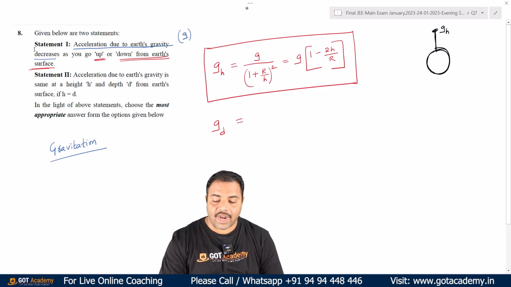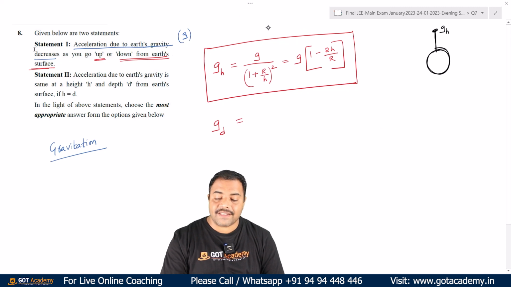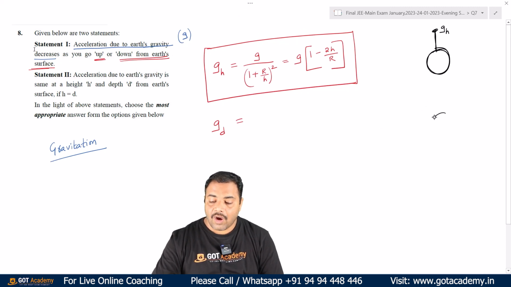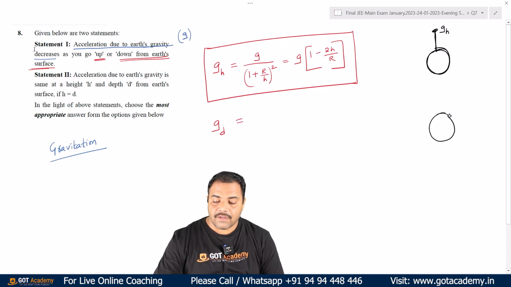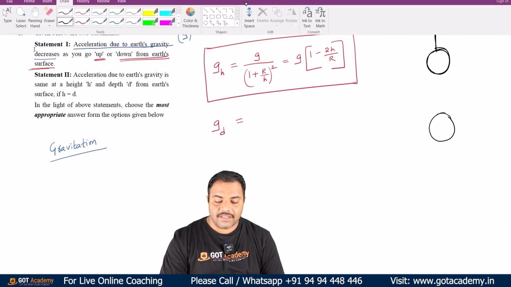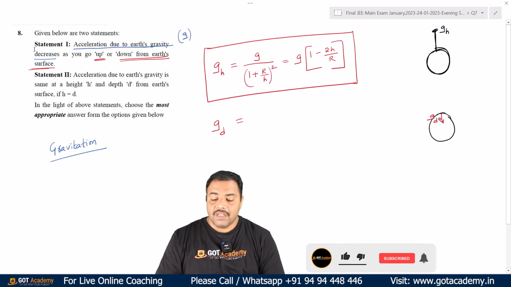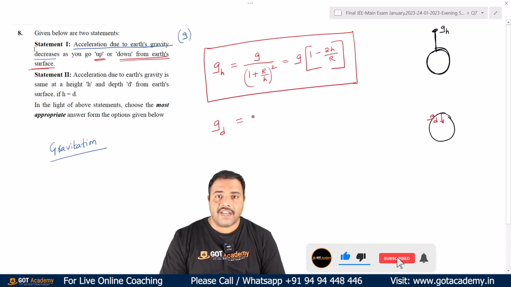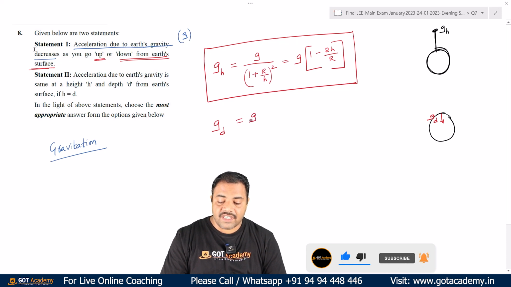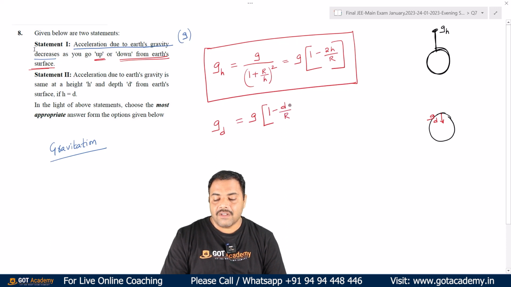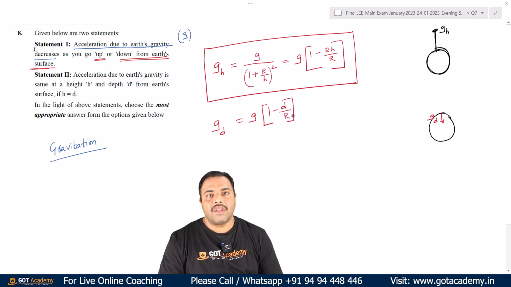Whereas, in the next case, going down from Earth's surface, how would you indicate this? This is Earth, which is spherical in shape. Now it is coming down like this. So, g at a depth d. Clear? What we have studied mathematically, g at a depth d, is given by g(1 - d/R). This is what we have studied in the first year and second year courses.